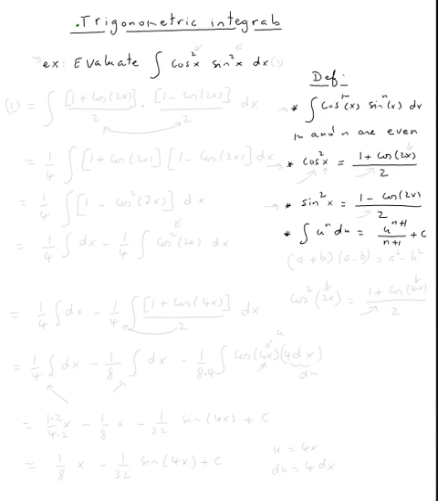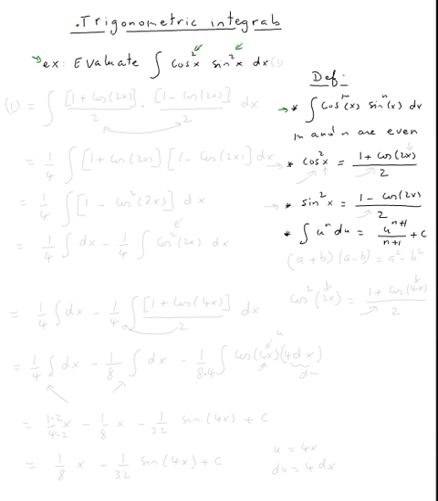The topic is trigonometric integrals. So let's do an example. Evaluate the integral of cosine squared of x times sine squared of x dx. So this is the type of integral: cosine to the m of x times sine to the n of x dx, and both m and n are even. You can tell, m is 2, n is 2, both of them are even.